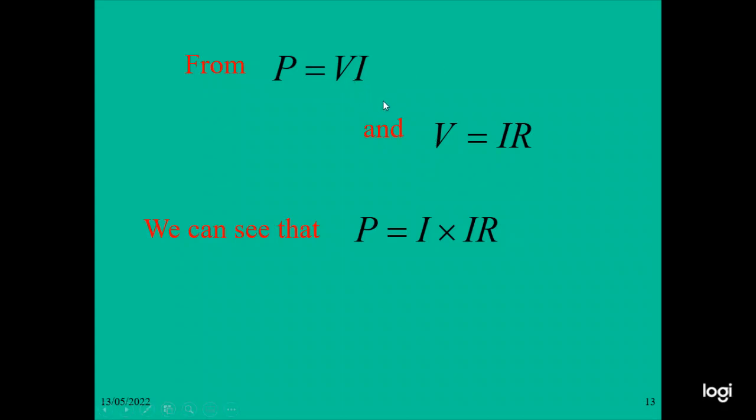So in this case, V is equal to IR, so IR multiplied by another I. So this is P equal to I squared R.